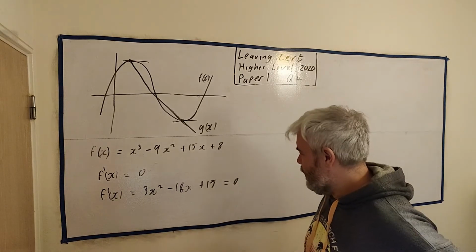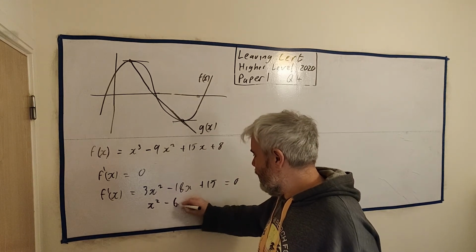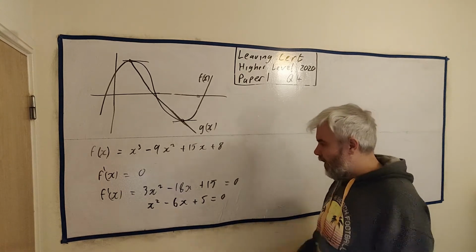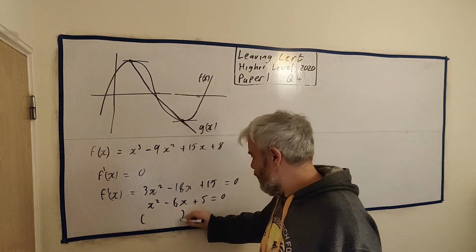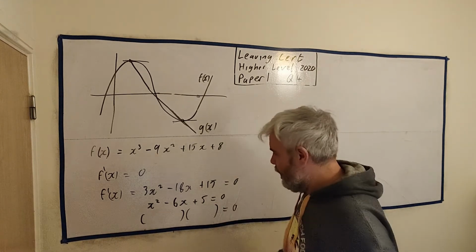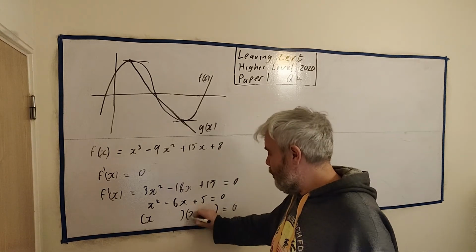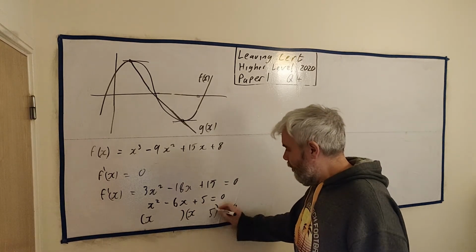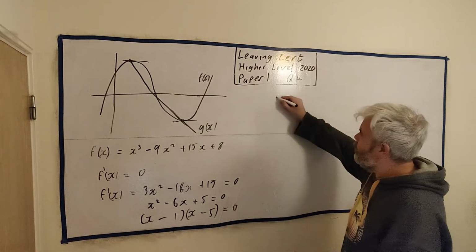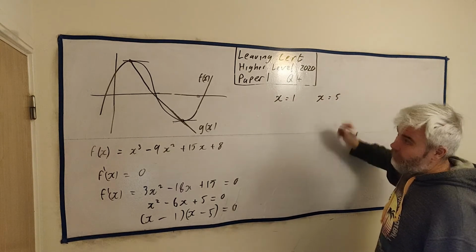Divide everything by 3 to help: x squared minus 6x plus 5 is equal to 0. And then we can just factorize this. This is a straightforward one. Let's see, 2 numbers that multiply to get 5 and add to get 6, and for x squared, x and x. 5 and 1 will work, and they both need to be minus. So we're left with x is equal to 1 and x is equal to 5.